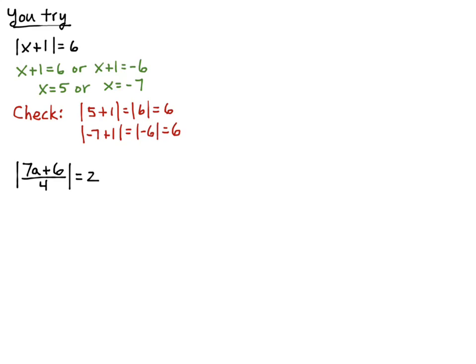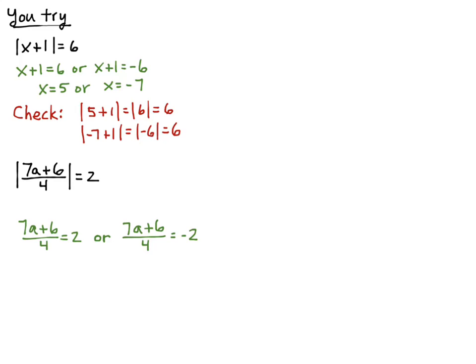Okay, it looks like a few of you put your pencils down, so we'll go ahead and do this one. So we write the two equations: 7a plus 6 over 4 equals 2, or 7a plus 6 over 4 equals negative 2. Now I put the word "or" in there because you might say, well, the solutions to this are x equals this and x equals that.